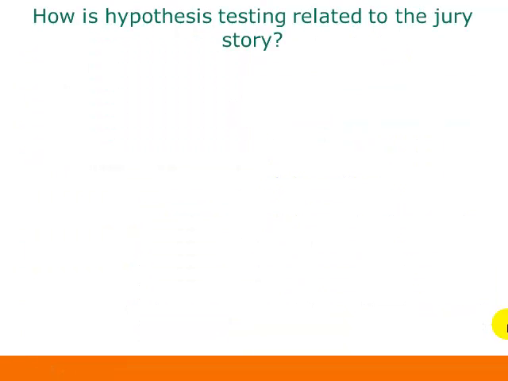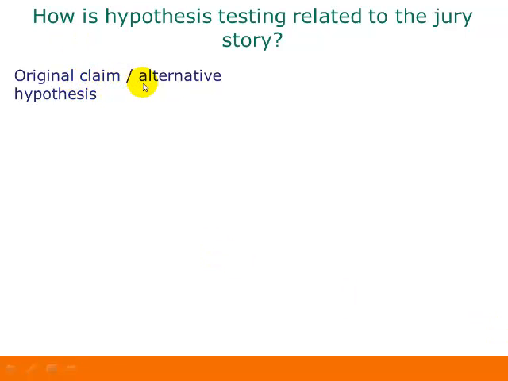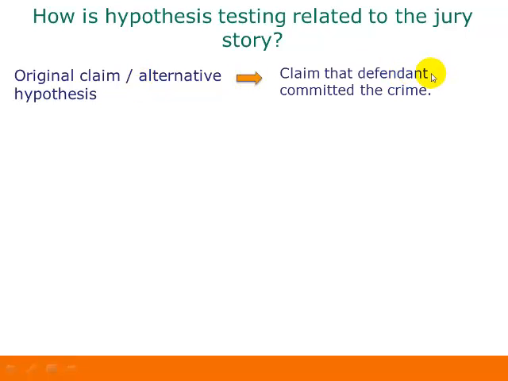Now, how is hypothesis testing related to our jury story? In hypothesis testing, we have an original claim, which translates into an alternative hypothesis. In our jury story, this would relate to the claim that the defendant committed the crime.